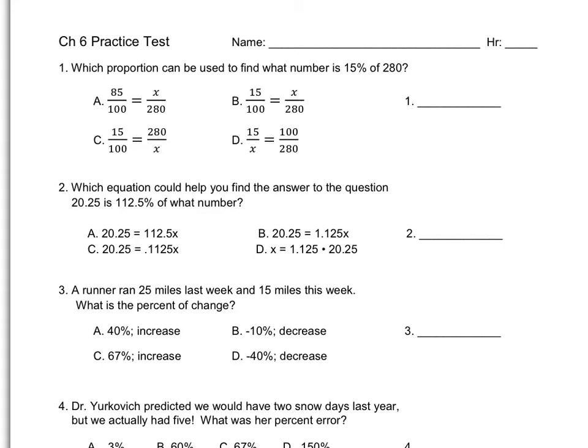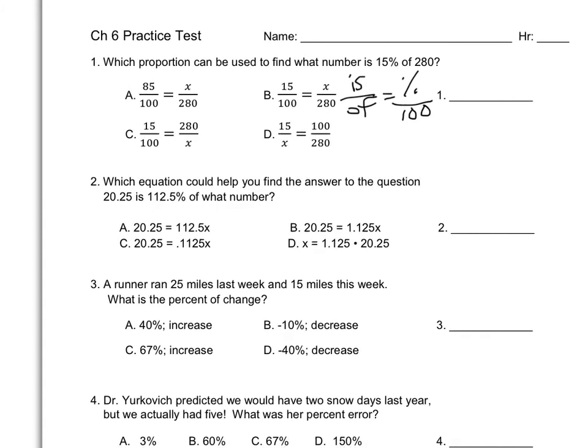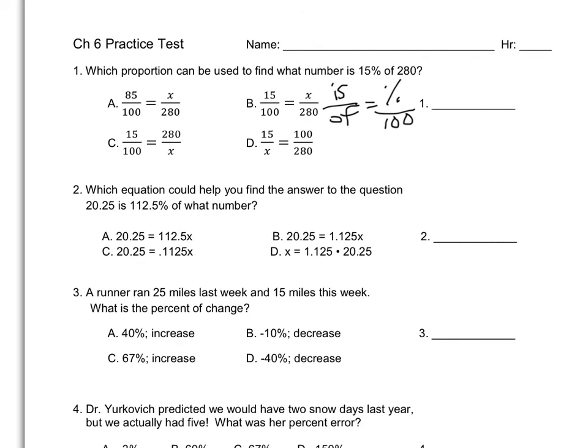Number 1, which proportion can be used to find what number is 15% of 280? Okay, so this is where we use is over of equals percent over 100. So it says what number is. We don't know what number is, so the is is blank, and we're going to put our variable there.